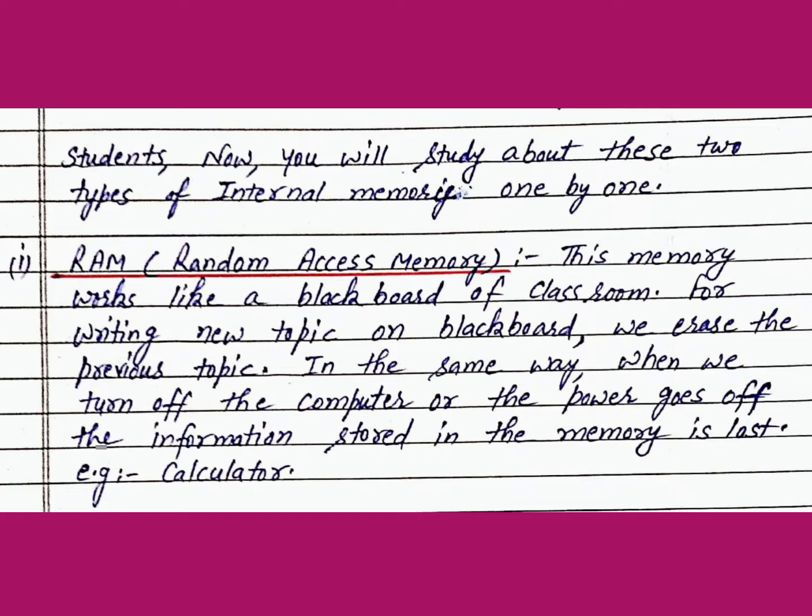Students, now you will study about these two types of internal memory one by one. RAM, random access memory. This memory works like a blackboard of classroom. For writing a new topic on the blackboard, we erase the previous topic. In the same way, when we turn off the computer or the power goes off, the information stored in the memory is lost. Example, calculator.